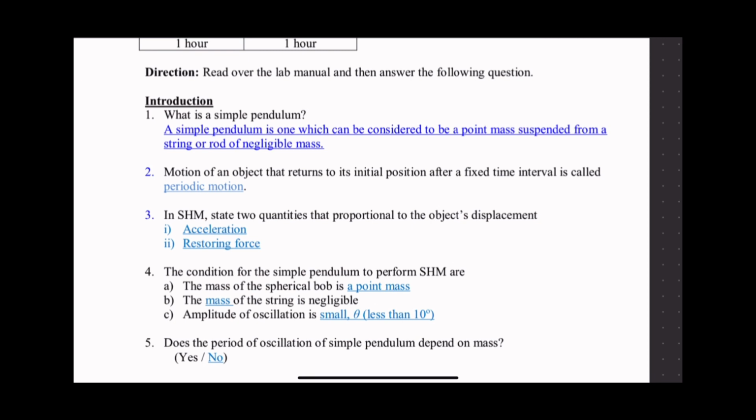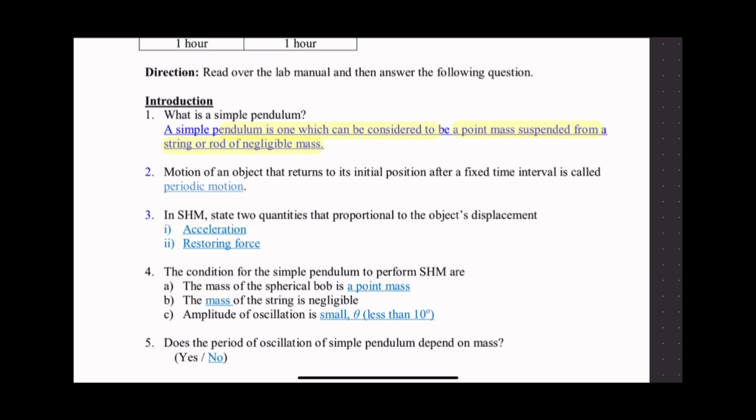What is a simple pendulum? A simple pendulum is one which can be considered to be a point mass suspended from a string or rod of negligible mass. So any object that is suspended with a string, we can consider as a simple pendulum.